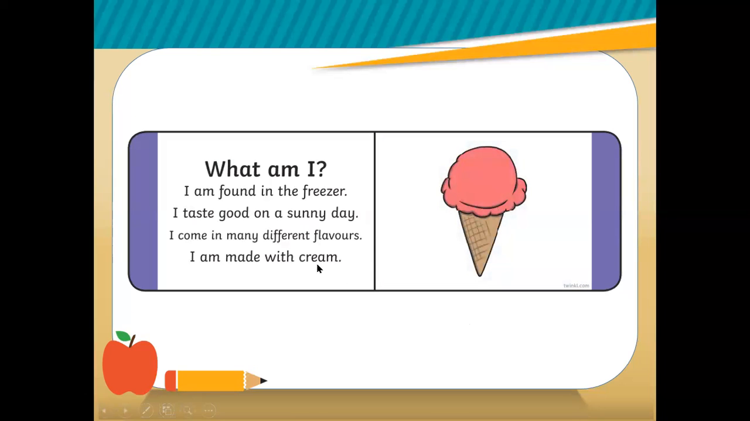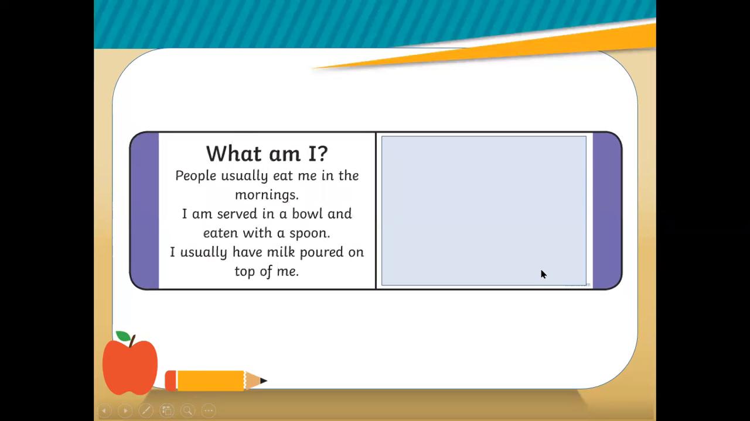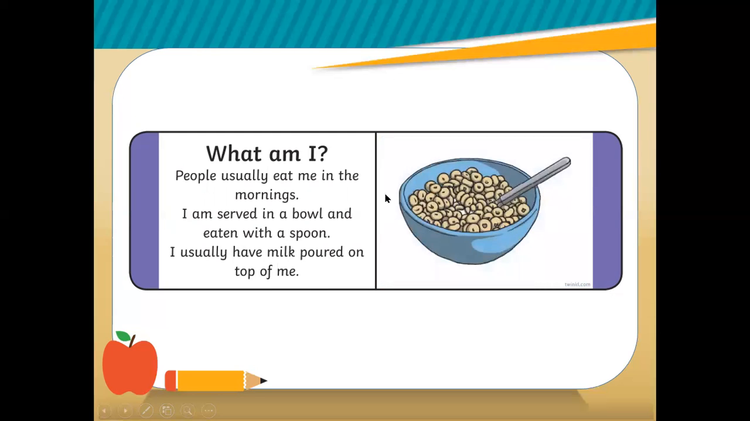And that is correct. You find ice cream in the freezer. It tastes good, right? On a sunny day, when it is hot. And it comes in many different flavors, right? It is made with cream. What am I? People usually eat me in the mornings. I am served in a bowl and eaten with a spoon. I usually have milk poured on top of me. What am I? Cereal. Cereal, very good.